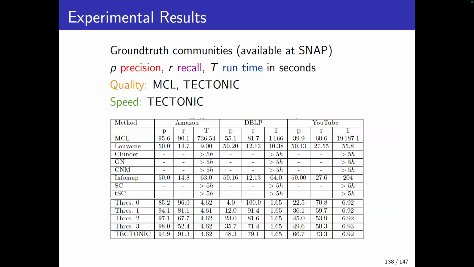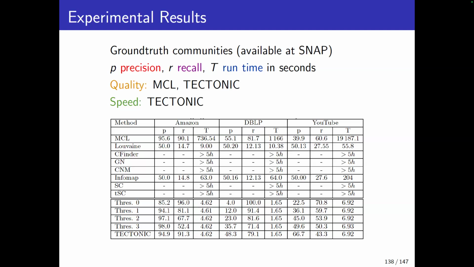Take a look at Tectonic. 94.9, 91.3 in 4 seconds. 48.3, 79.1 in 1.65 seconds. So you can see the numbers. It's already comparable to some sophisticated methods. And what do we do? Triangle counting and connected components. And you already find structure that you would need to run some very sophisticated methods to find.